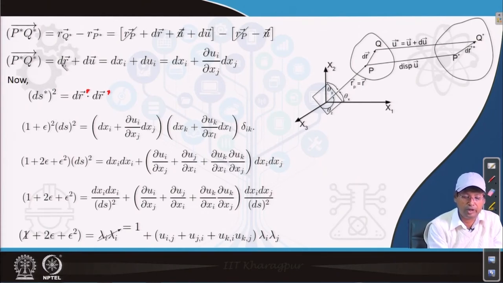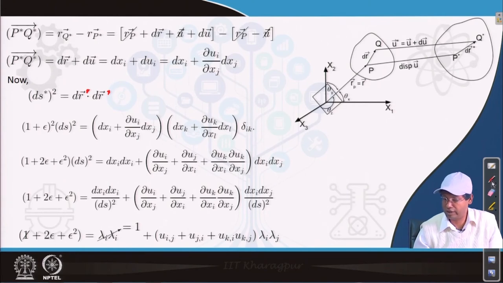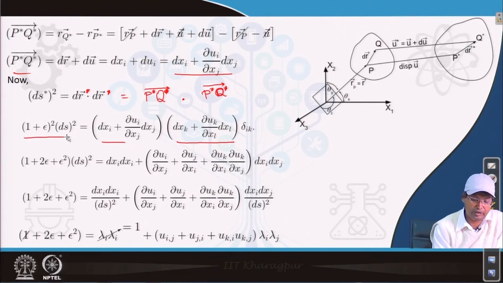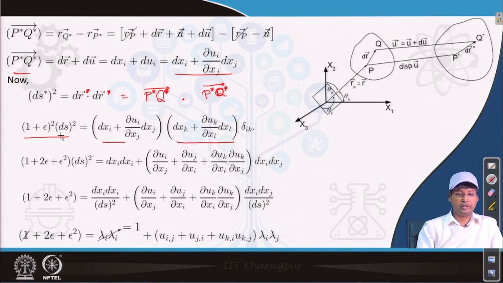And while we substitute the values of this, what we have is that this equals the dot product of these two, or in the other way, this equals P star Q star dot P star Q star. So, we have this expression, and those expressions are substituted here, and what we have already found out in the previous slide is put here. I have skipped some steps in this, because that is a completely tensorial notation of multiplying two incremental vectors.